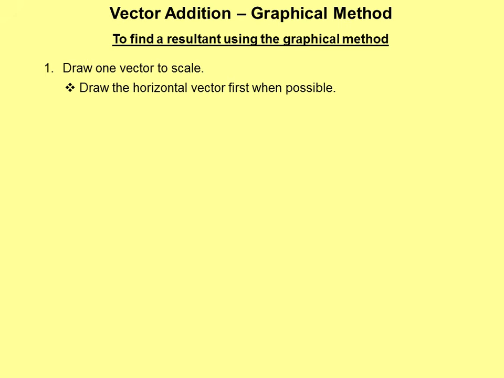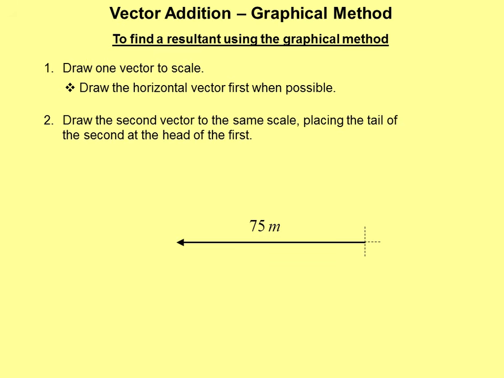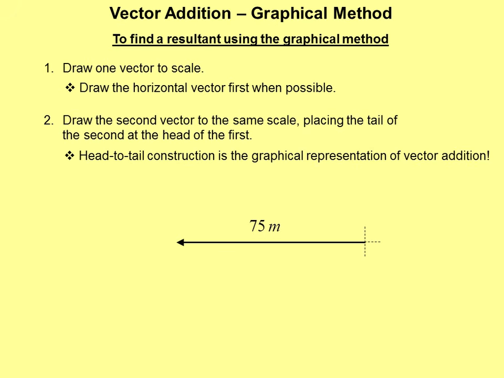The second thing we did, okay, so there we drew the first vector. Second thing we did, we drew the vector to the same scale. But we didn't just put it anywhere. We placed the tail of the second at the head of the first. This is really important because this is a general thing. Head-to-tail construction is vector addition. This is how you add 2-dimensional vectors.